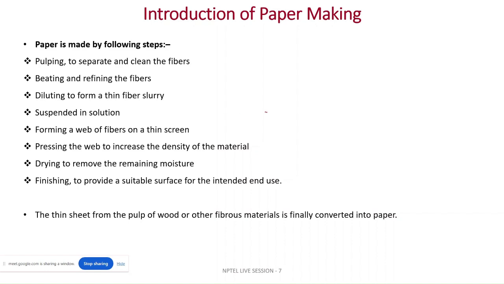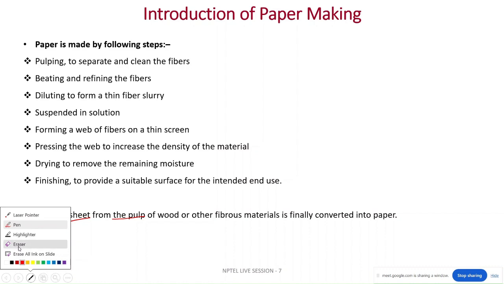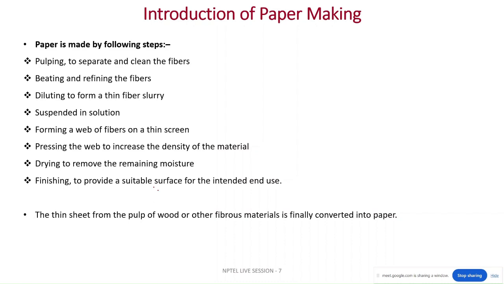So we already discussed the different pulping processes. From the pulp we are getting from these processes, we make the thin sheet. Making the thin sheet from the pulp of wood or other fibrous material is finally converted into paper.